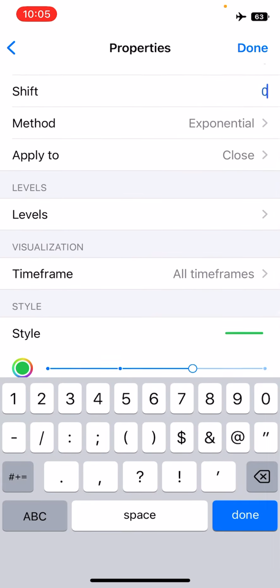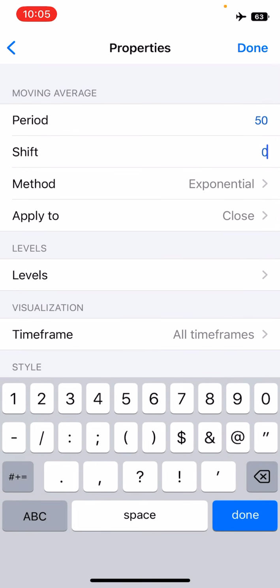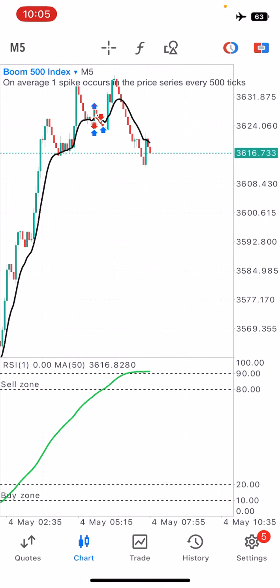The styling, try to follow the same colors that I'm using in this video so that you don't get confused, because I might refer to this green color and you're wondering what's the green indicator on your chart. Okay, so if I click done, we have the green line showing on my charts, which is good.